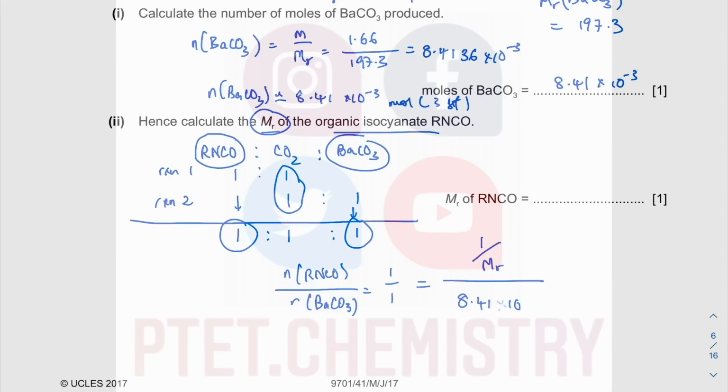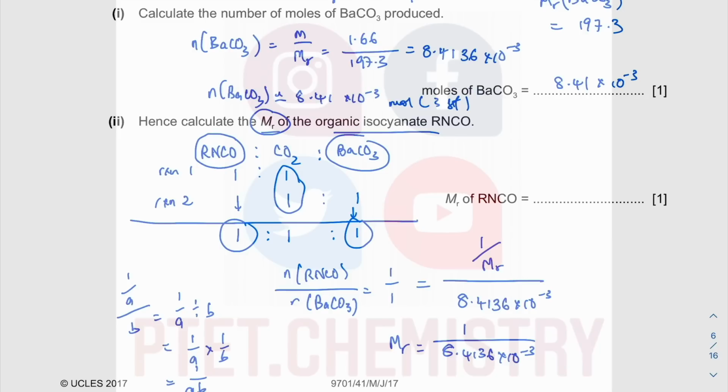If I were you, I probably wouldn't use 8.41. I'd probably use 8.4136 because that wasn't very accurate. Anyway, if you rearrange the equation, you will get 8.4136 times 10 to the minus 3. Rearrange this equation. It's like 1 over A over B is 1 over A divided by B. It's like 1 over A times 1 over B. Okay, it's like 1 over AB. So 1 over 1 equal to 1 over this times Mr. I just move the Mr upstairs and let that remain at the bottom there.